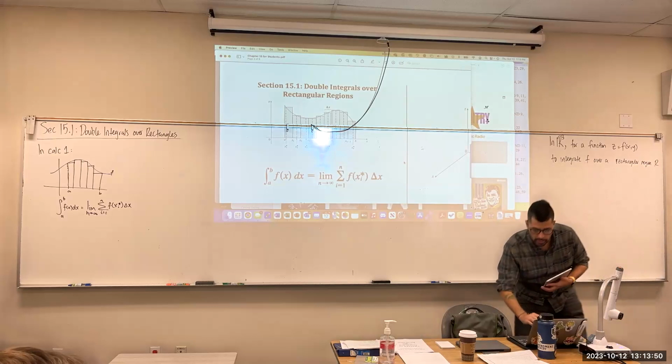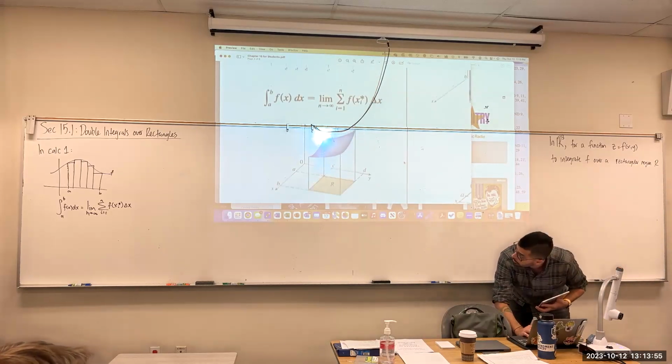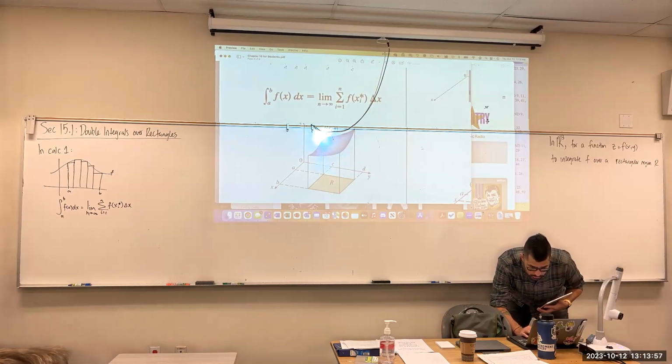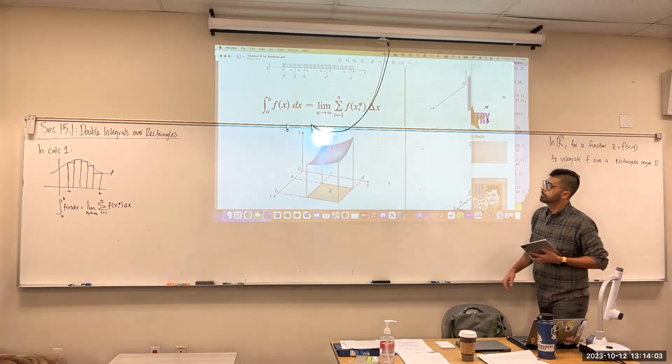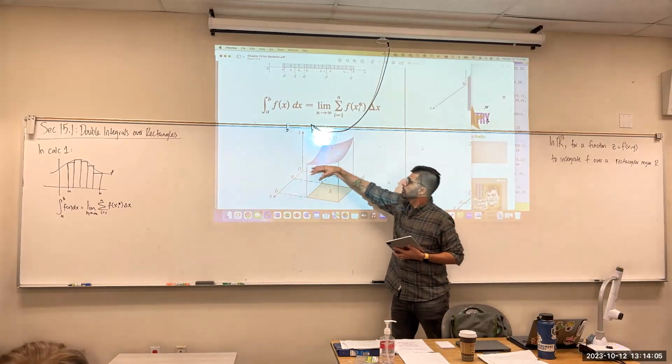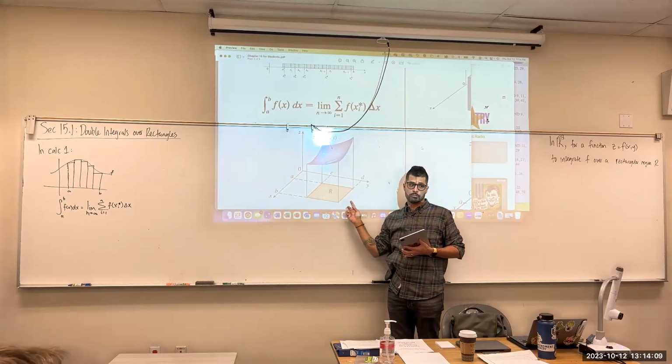So if you go to your next visual here, that's kind of what we have. Actually, let me go right here. There we go. So this is the scenario that we're going to be dealing with. The domain of your function might be bigger, right? But you're going to restrict it to only a rectangular region. Okay?